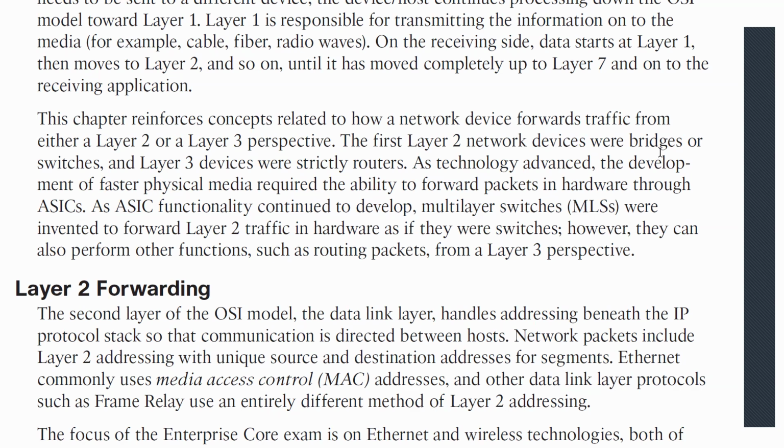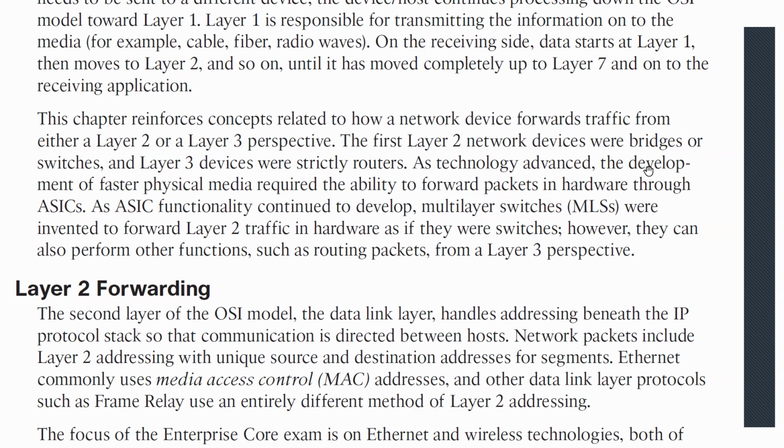That means it's a layer 1 device, no? Yes. Okay. Understood? Now, the first layer 2 network devices were bridges. So your bridges or switches, they are layer 2 devices. And layer 3 devices were strictly what? Routers. Layer 3 devices were strictly routers.